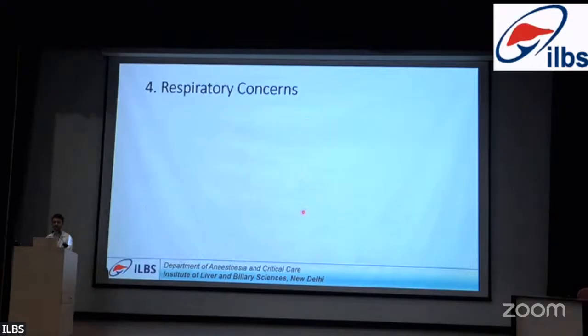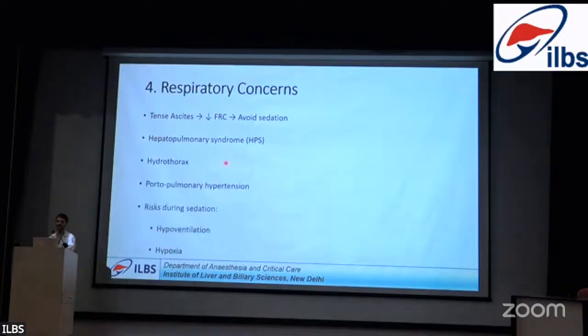Moving on to the respiratory concerns, tense ascites in these patients can cause a decrease in functional residual capacity. In patients with tense ascites, we usually avoid sedation and go with local anesthesia spray. Hepatopulmonary syndrome can be present in these patients and it can further contribute to hypoxia and desaturation. Most of the patients with ascites will also be having hydrothorax or pleural effusion, and portopulmonary hypertension present in these patients can cause right ventricular strain during sedation procedures.